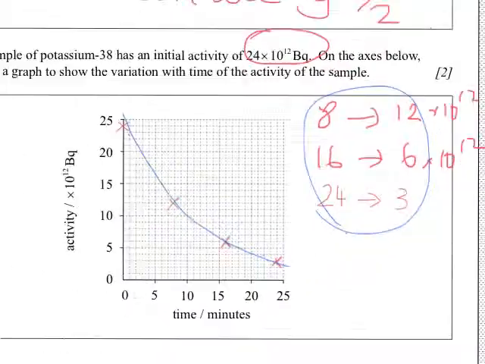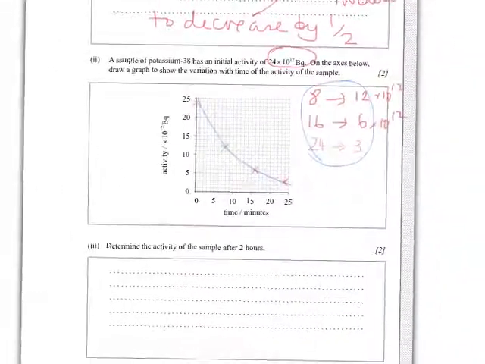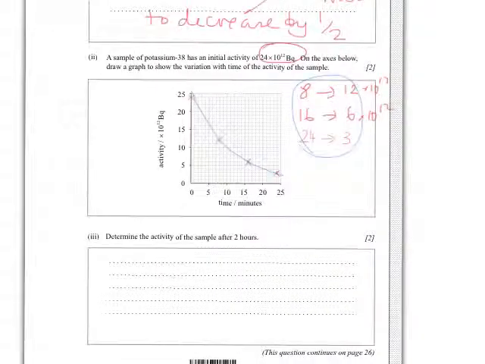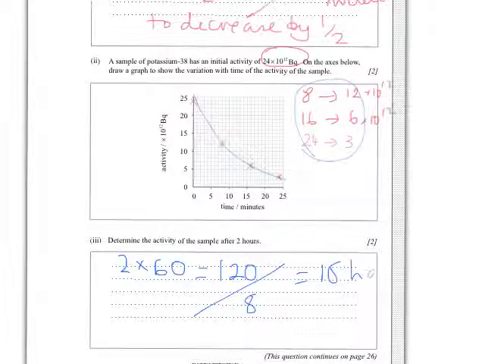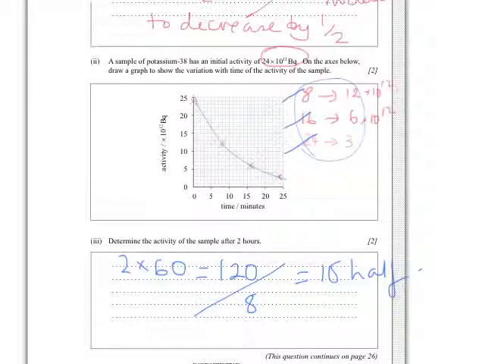Okay, so if we go back to the questions, determine the activity of the sample after 2 hours. Now 2 hours times 60 minutes is 120, and if you divide that by 8, it coincides as 15 half-lives. You can either work this out really slowly, at your own pace, and just keep reducing. That's 1 half-life, 2 half-lives, 3 half-lives, and eventually you'll get to the right answer.